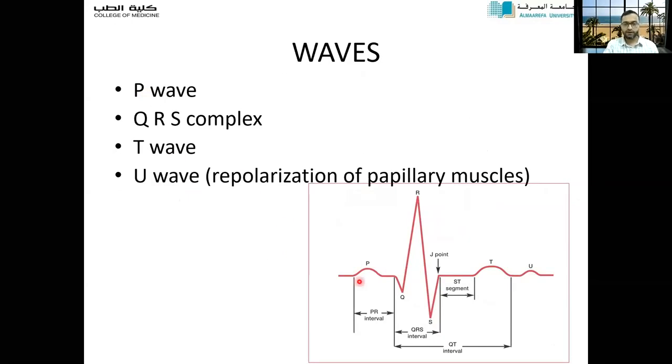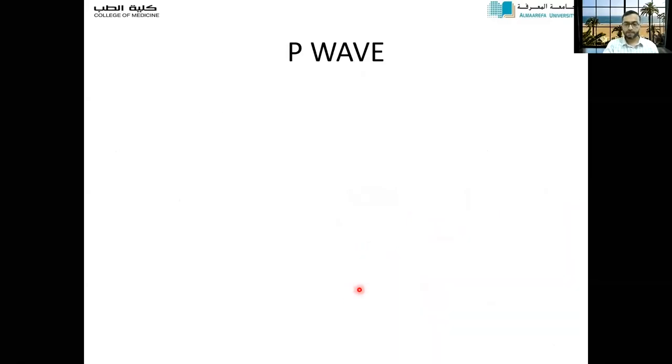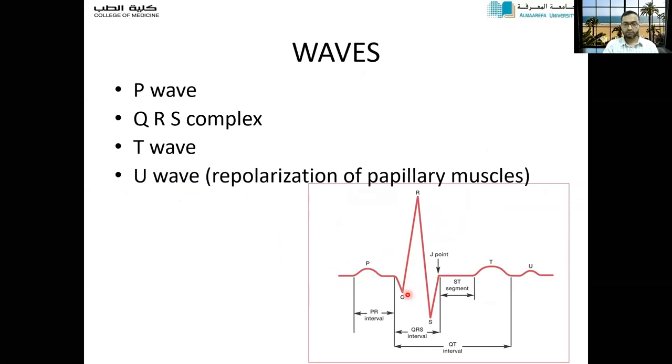So we have the P wave here. We have the QRS waves, but these are combinedly known as the QRS complex. And then we have the T wave. These are the basic waves. You can see here that the P wave, R wave, and T wave are positive waves, and the Q and S are negative waves.